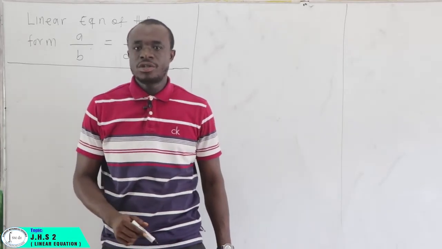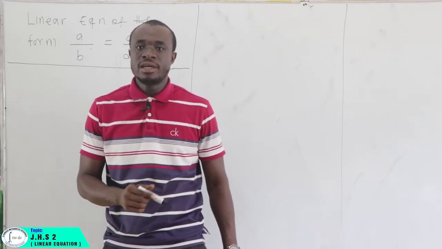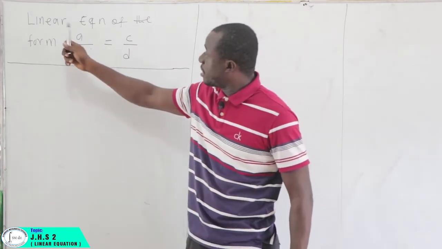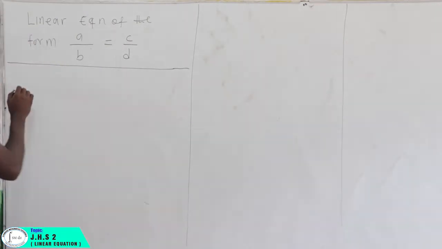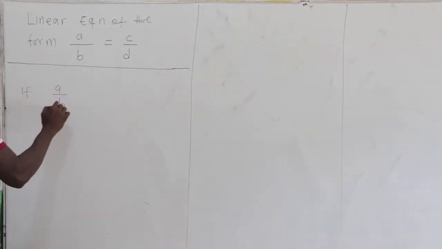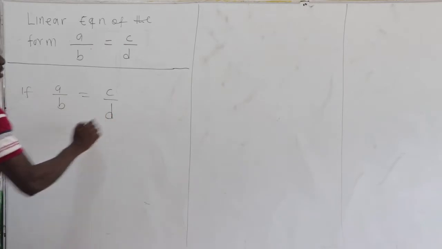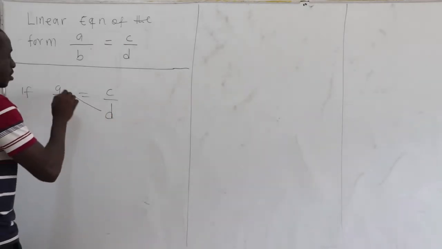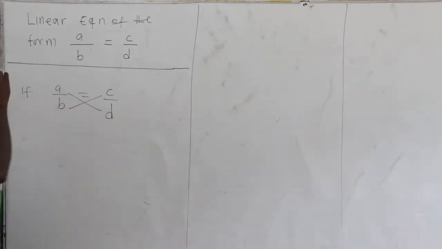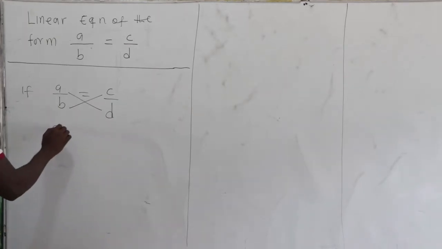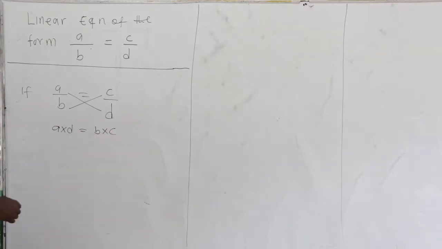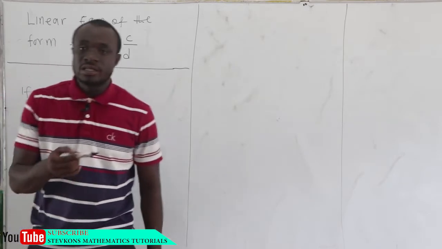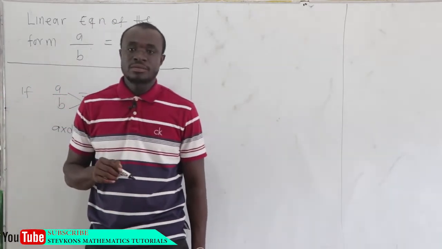Now let's continue our lessons on linear equations. We want to consider the form a over b equal to c over d. If we have a over b equal to c over d, all that we need to do is to cross multiply. In cross multiplying, you're going to have a times d equal to b times c. That's what this will lead us to.